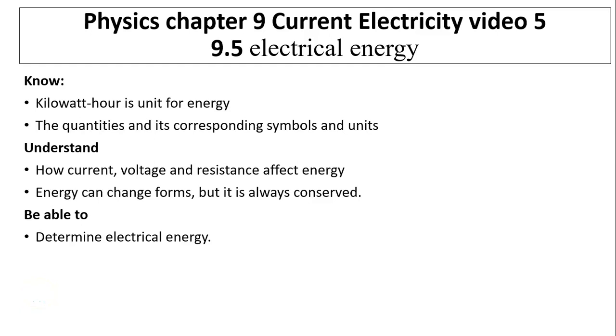This is Physics Chapter 9, Current Electricity Video 5. Today's topic is electrical energy. The objectives are: know that kilowatt hour is a unit for energy, know the quantities and their corresponding symbols and units, understand how current, voltage, and resistance affect energy, understand that energy can change forms, but it is always conserved, be able to determine electrical energy.